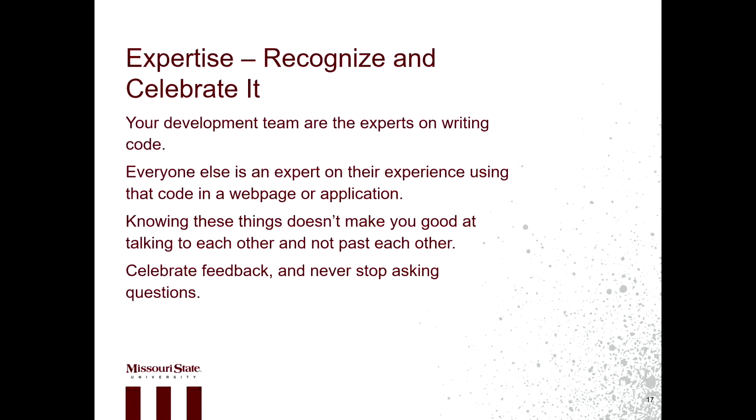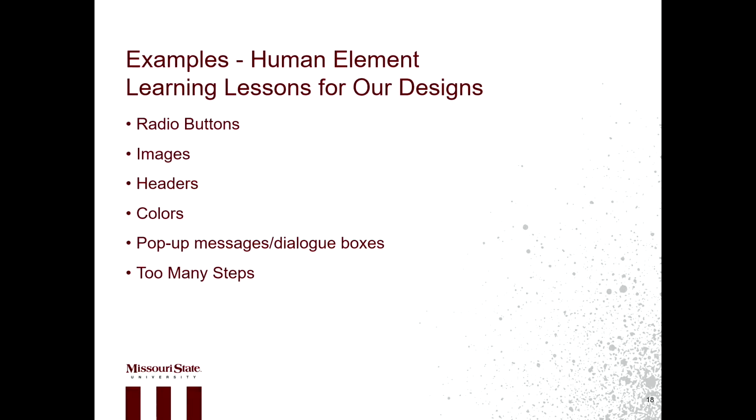So know what you're good at, know what your team's good at, but also know what the people you engage and partner with are good at. And when they give you that feedback, they're probably going to ask you to change things you really don't want to change. Like, for instance, make it work with IE. But you need to do that. You need to be willing to go back and revisit the code and make it usable for everybody in that user space. So we're going to have some examples from our experiences working with them. I'm going to talk about radio buttons, images, headers, colors, pop-up messages, dialog boxes, and a thing called too many steps.